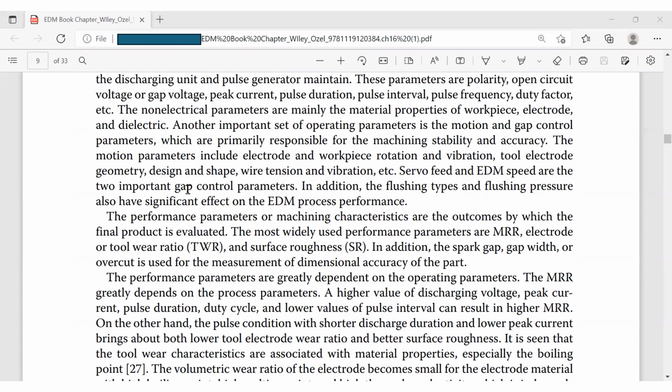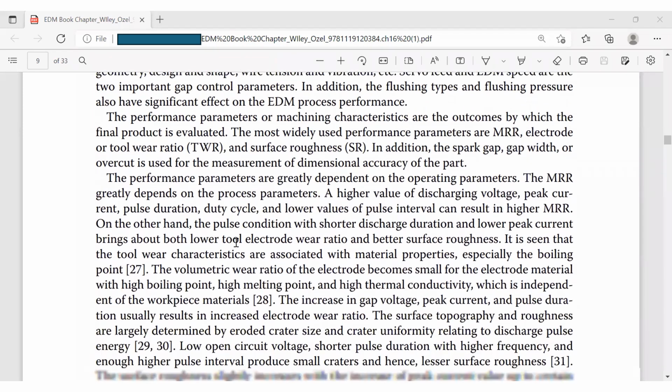You should know what the operating parameters are and what the performance parameters are. The performance parameters are greatly dependent on the operating parameters, definitely. The operating parameters are the independent ones that you can control, and the performance parameters are the results of the operating parameters. The MRR greatly depends on the process parameters.